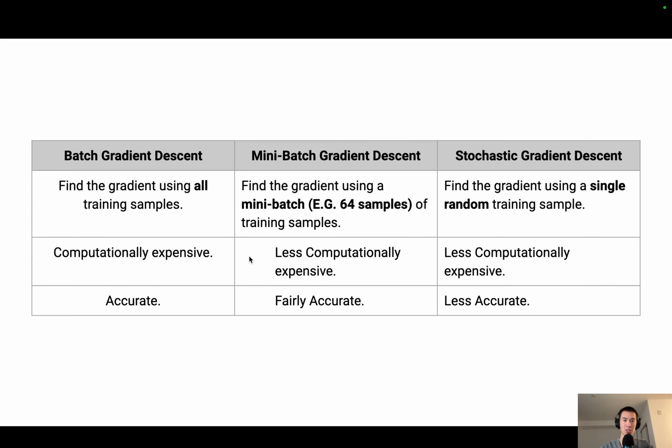So there you go. Mini batch gradient descent hits this sweet spot of in between the extremes of all training samples and a single random training sample. It's relatively computationally cheap and it's accurate enough.